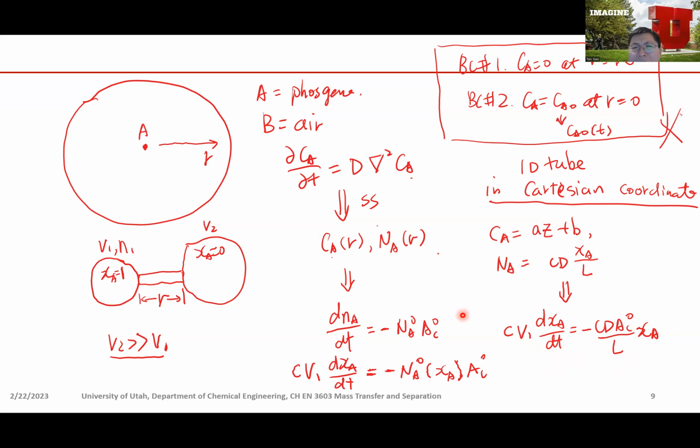So this is just to let you know that conceptually we can solve this problem. If you solve XA as a function of time, then you can solve CA as a function of radius and time, and NA as a function of radius and time. Then you can determine at what radius the concentration of A will be lower than the safety threshold.